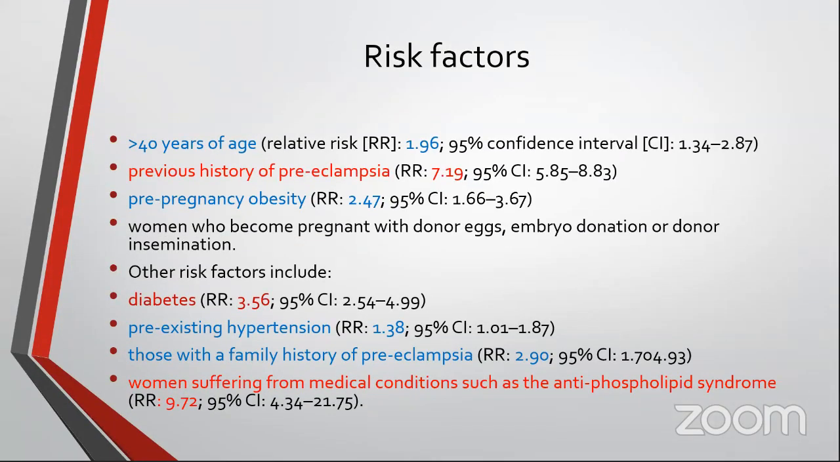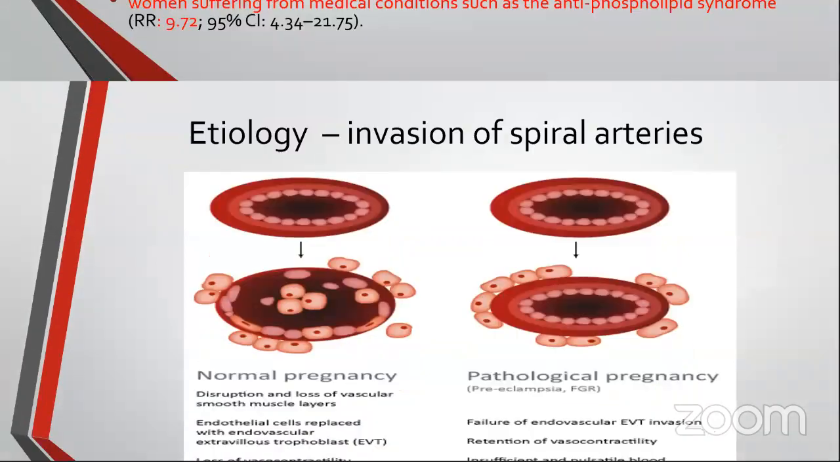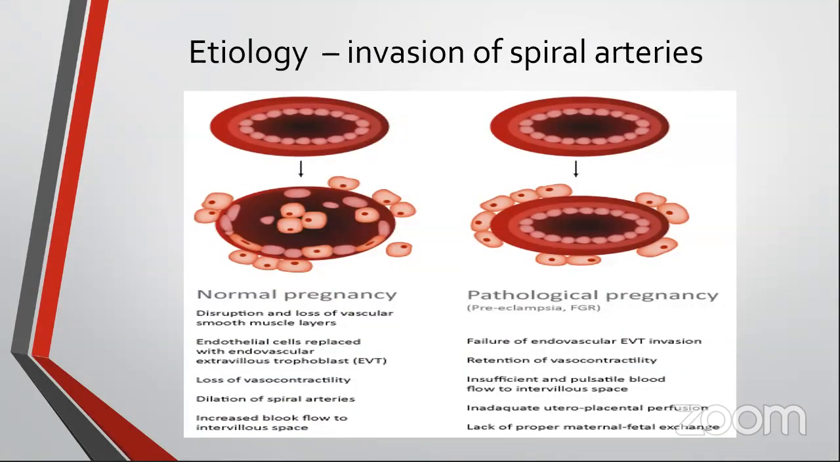But which one is more serious? The one that is more serious is the previous history of preeclampsia. See that the relative risk is 7.1 in comparison to other reasons. Also, for women suffering from medical conditions such as antiphospholipid syndrome, the relative risk is 9.7. So when you are checking in the antenatal clinic, you have to check for the risk factors.